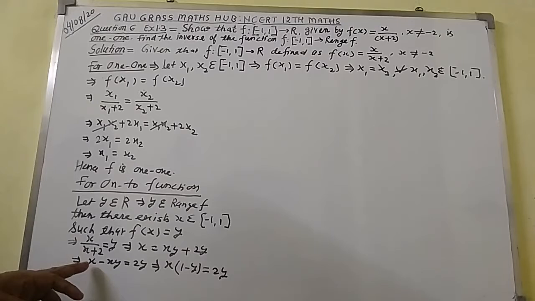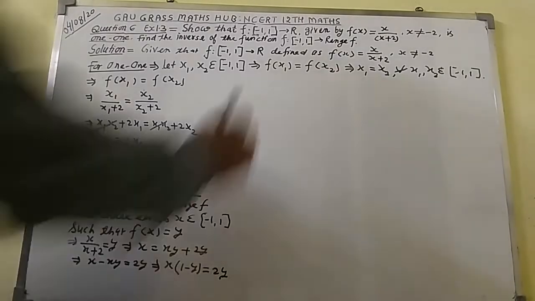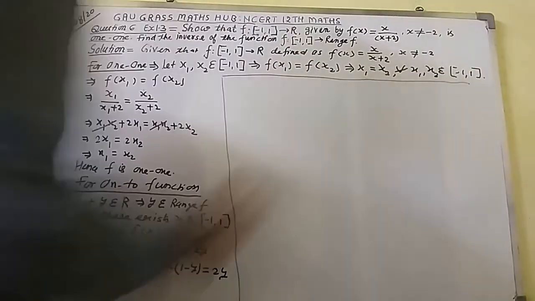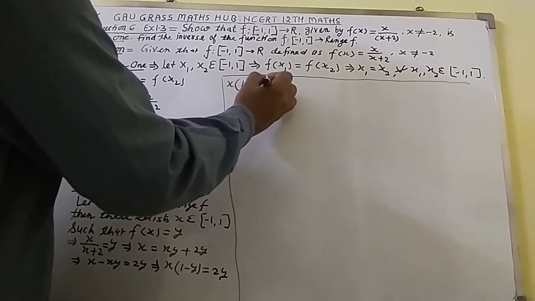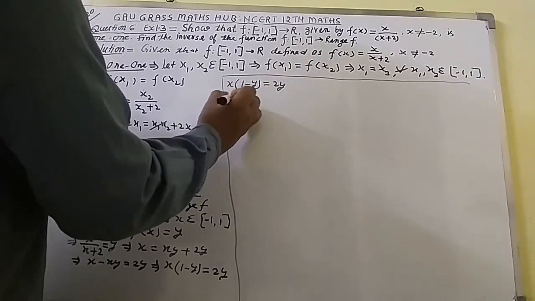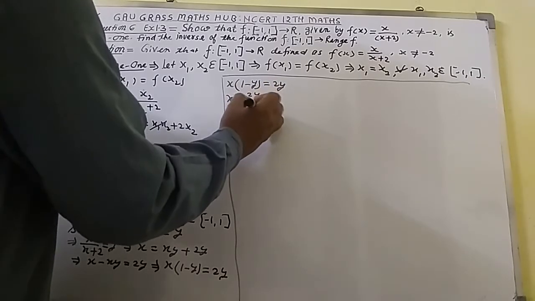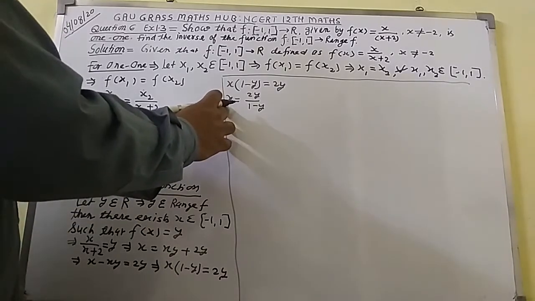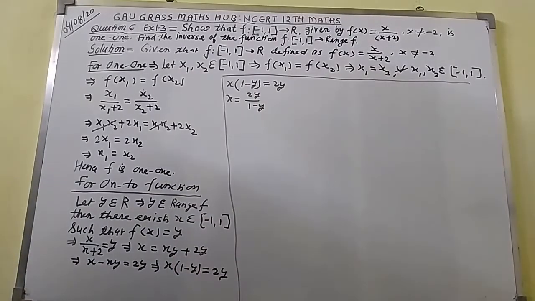So here I am going to take x in common. In bracket it will become 1 minus y, bracket close, equal to 2y. So I have got here x in bracket 1 minus y equal to 2y. So get the value of x here. You will get x equal to 2y over 1 minus y. Here I have got the value of x is equal to 2y over 1 minus y.